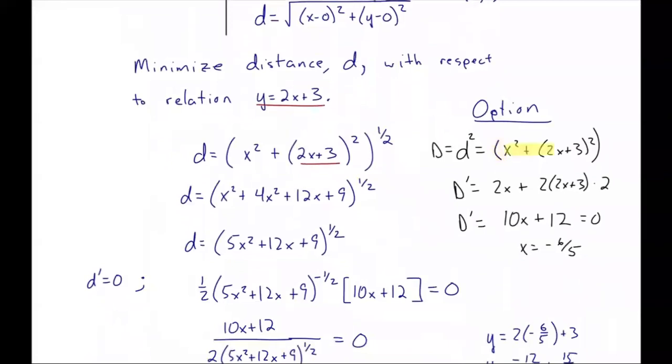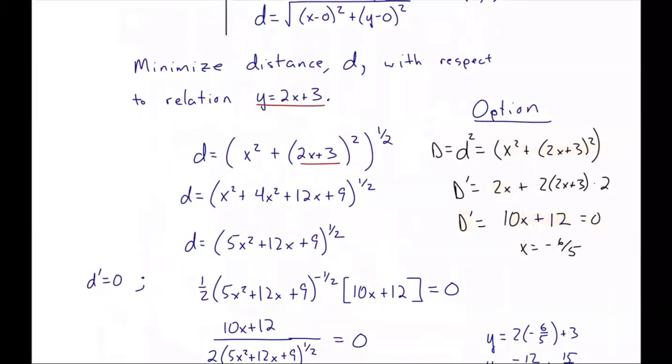The derivative of this function is 2x plus 2 times 2x plus 3. This 2 is the chain rule, the derivative of 2x plus 3. When you put all that together, you get 10x plus 12. You're setting this equal to 0. When you solve for that, you get negative 6/5. This is a faster, easier way to do it, and it's probably less error prone.